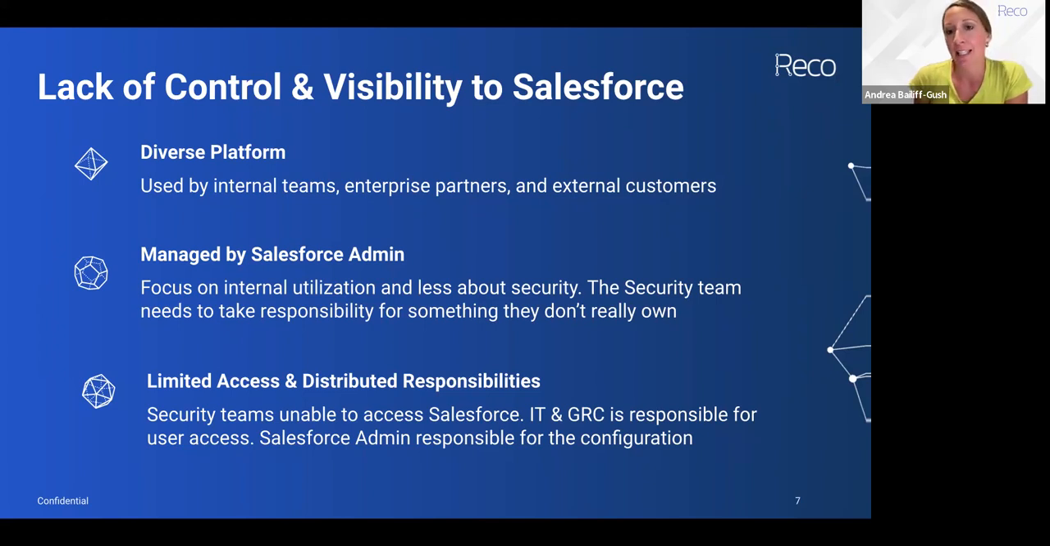Lastly, there's limited access and distributed responsibilities. So security teams are unable to access Salesforce. Salesforce licenses are expensive, but then also the IT and GRC teams are responsible for user access, and they also may not have a license to Salesforce. Salesforce administrators remain responsible for the configuration. So just imagine if you're a team that needs to support a business critical application like Salesforce, and you may not have access to it. So a lot of things to consider that can contribute to a lack of control and visibility to Salesforce.